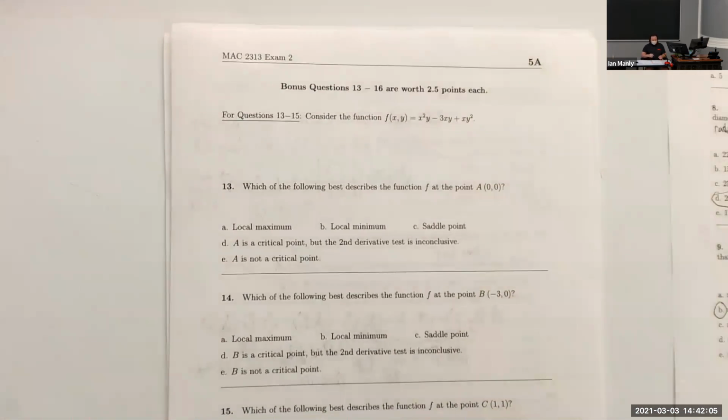Let's see here. Consider the function. Professor? Yeah, what's up? So I've actually got a question. Why is it called bonus questions 13 to 16? And if they are bonus questions, will we receive them for exam 2?